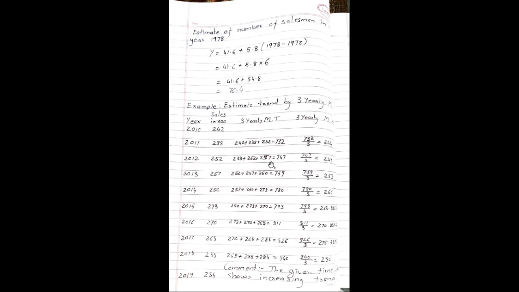Now leave the first value, take the next three values 238 plus 252 plus 257 and write it in front of the middle value. The total is 743. Divided by 3 will give you 3 yearly moving average as 249. Now leave first two values, start with 252 plus 257 plus 250. Total becomes 759. Divided by 3 will give us the moving average as 253.